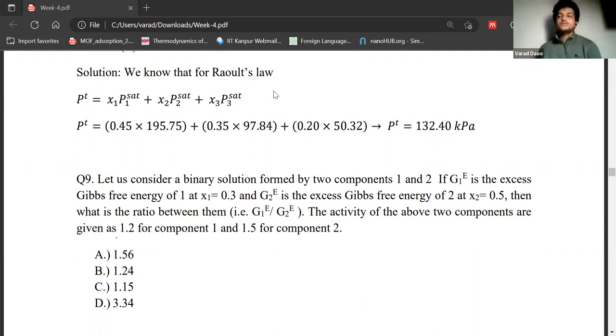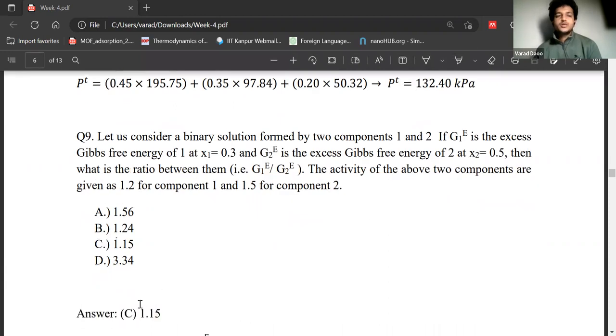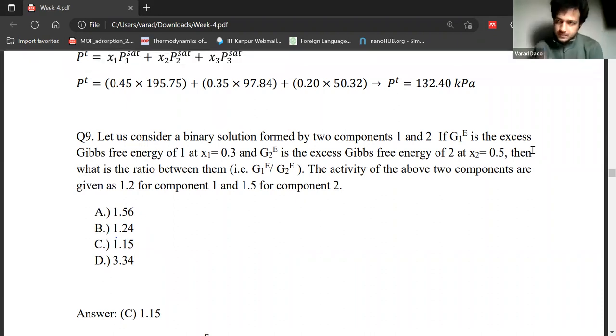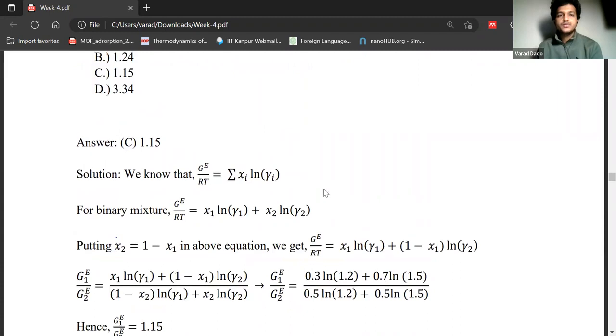Anybody got it? The correct answer is option C, 1.15. So let us start with the solution.